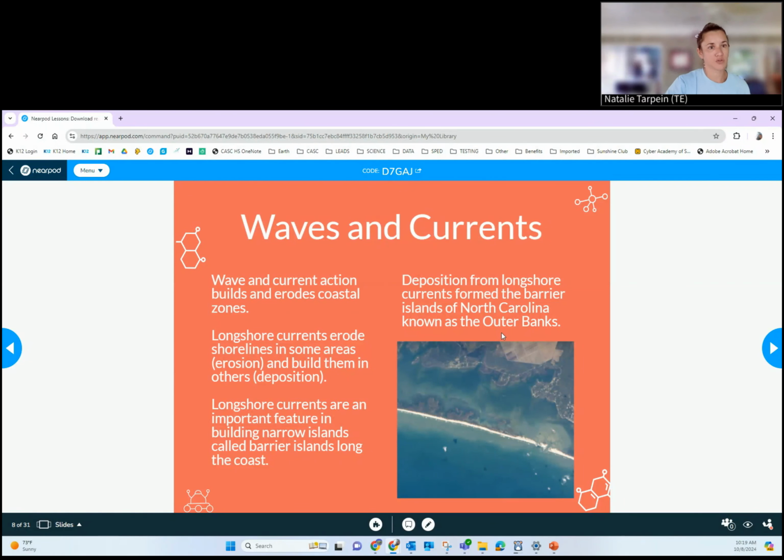The Outer Banks are a good example of barrier islands. They're also along the Georgia coast, like St. Simon's Island, that area. Those are also barrier islands.